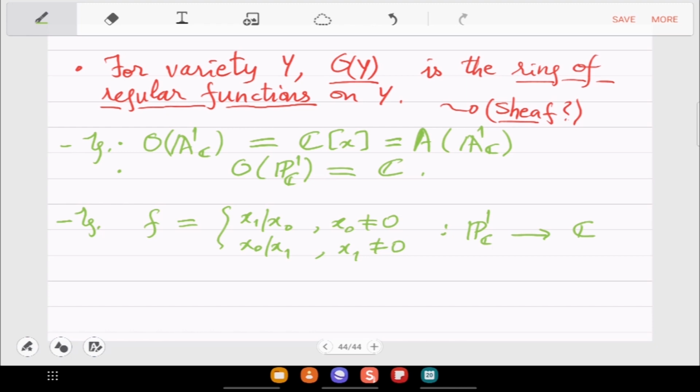Because it seems that anywhere you see, it is a ratio of two polynomials, right? That seems consistent with the definition of regular functions. Do you agree that this should also be in O of P1C? What is the problem in this? Basically, on the intersection, it behaves as x1 by so the intersection will be a single element, which can never.